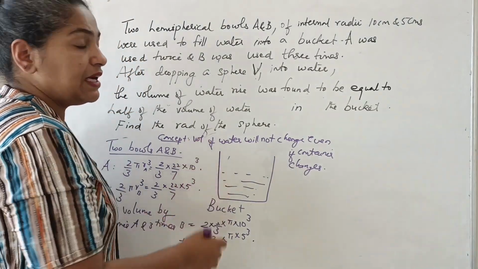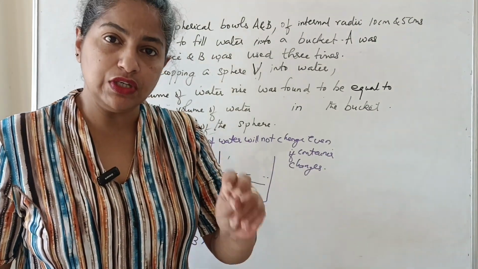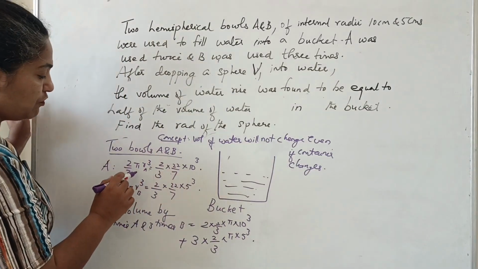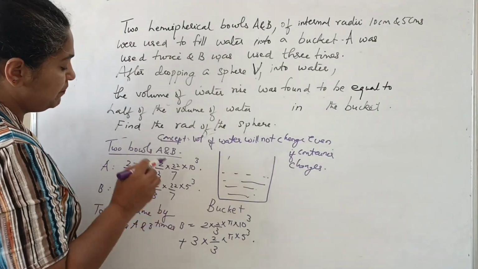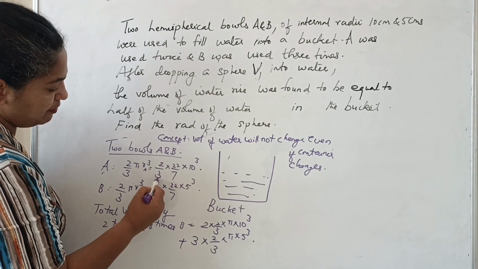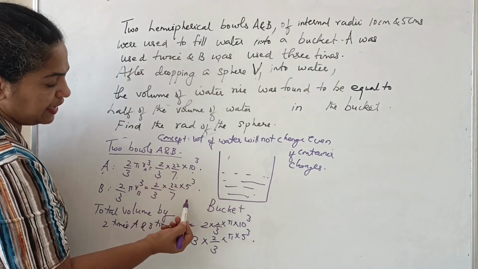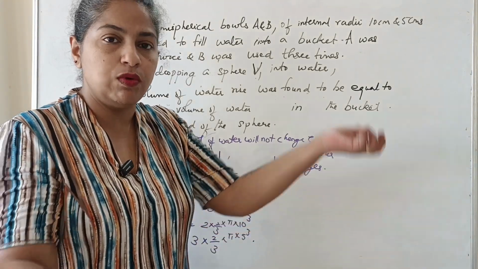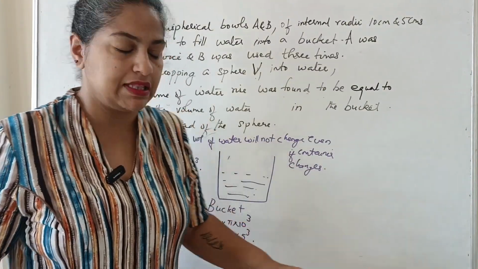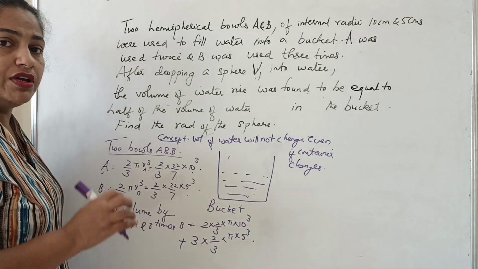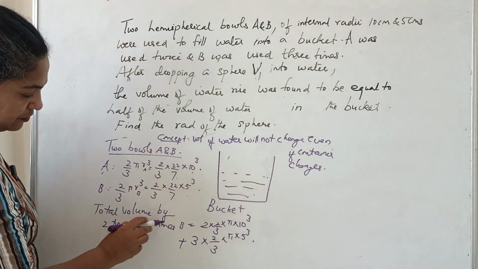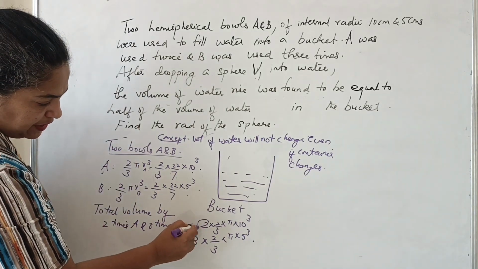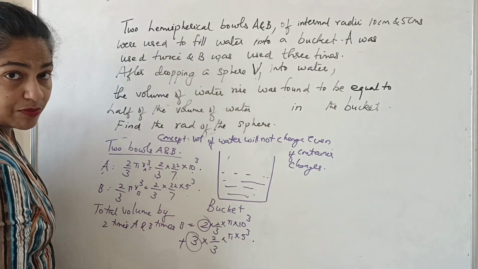So this bucket is being filled with water. How is it being filled? Using two hemispherical bowls, each of volume given by 2 by 3 pi r cubed. So the bowl A has a volume of 2 by 3 pi into 10 cube and the second one has a volume of 2 by 3 pi into 5 cube. You are carrying water in two bowls and putting into the bucket. Very basic thing. How many times was A used? A was used twice. Okay, 2 times. And B was used 3 times.